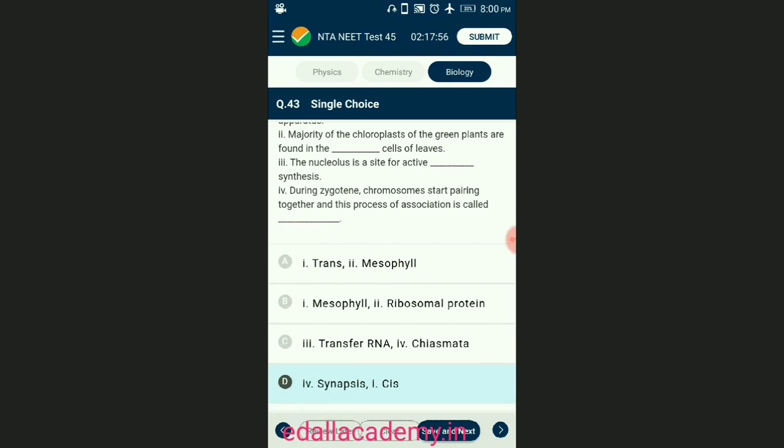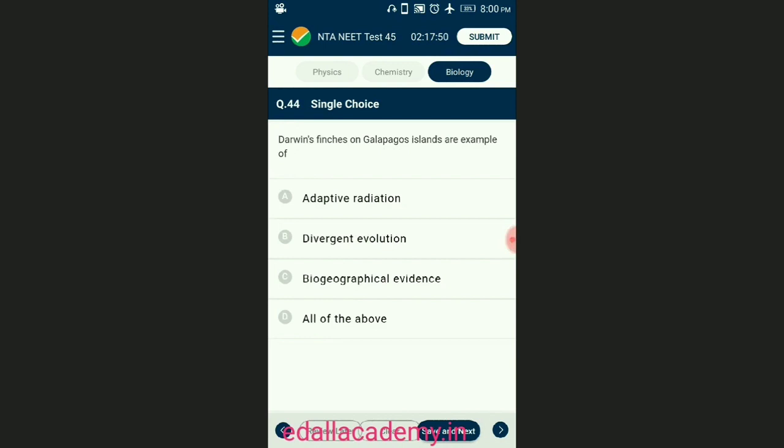Question number 44. Darwin's finches on Galapagos Island are examples of. Darwin's finches represent one of the best examples of adaptive radiation, in which the different varieties of finches evolved from a common original seed-eating species on Galapagos Island in due course of time. This type of speciation comes under biogeographical evidence. Single adaptive radiation results in divergent evolution. So the answer for this question is option D, all of the above.